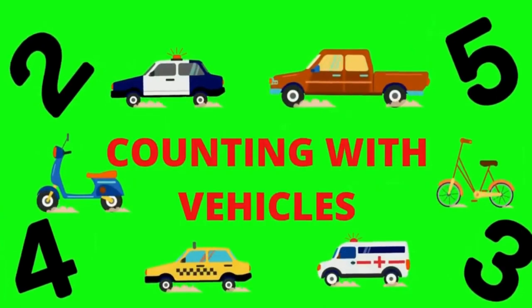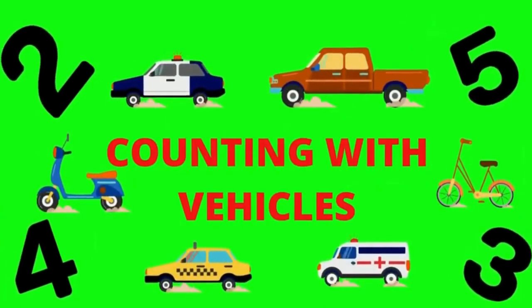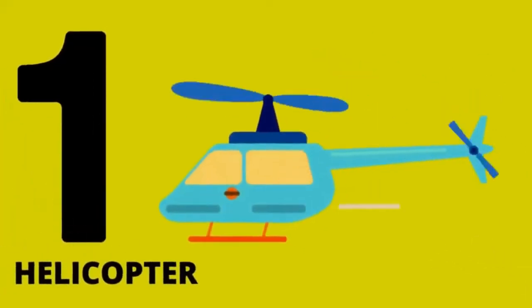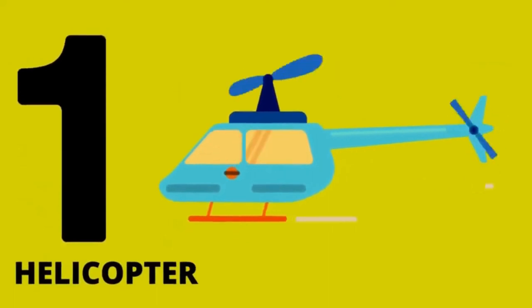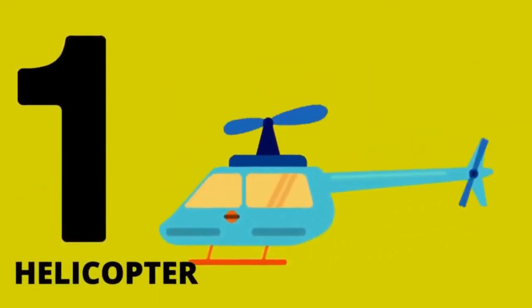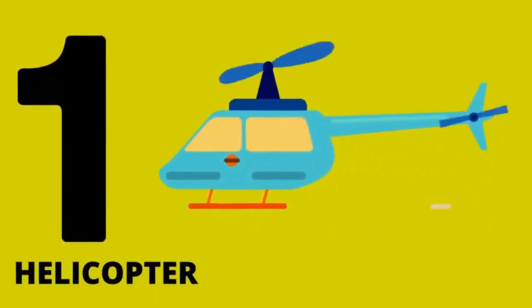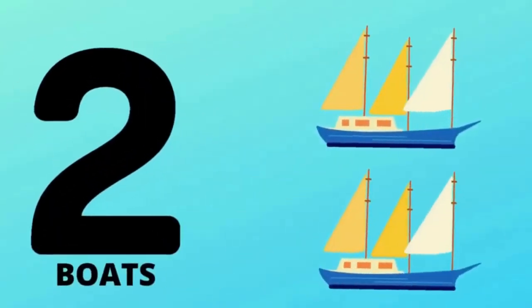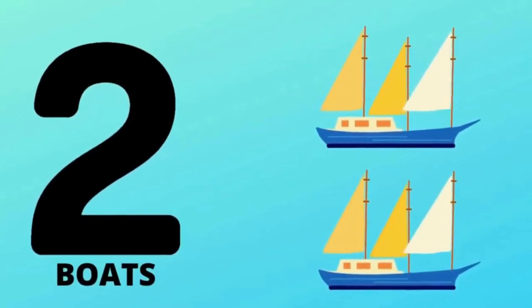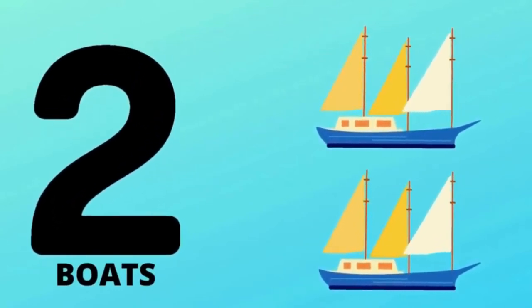Hello, kids. Let us learn the counting with the vehicles' names. 1. Helicopter. What is this? It's a helicopter. Count with me. 1. It's only one helicopter. 2. Boats. What are these? These are two boats. Count with me.